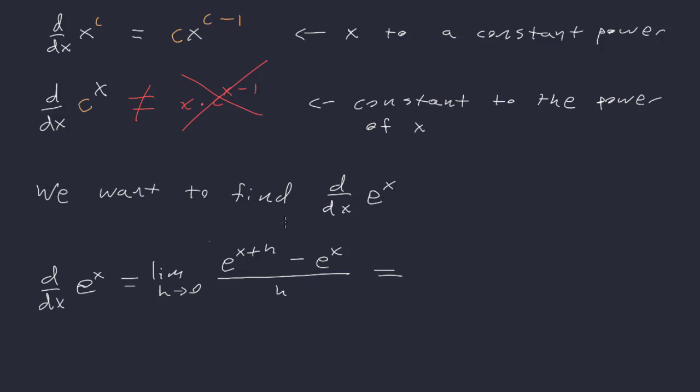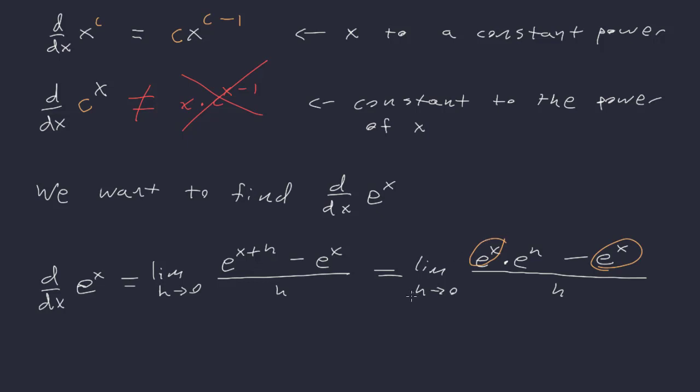Now, it may seem like there's nothing we can actually do here. However, if I rewrite this e to the x plus h as this, right, we could write this as e to the x times e to the h, because when you multiply two things to the same base, different powers, you add those exponents. You can rewrite it in this opposite direction. Now we can actually factor out the e to the x from the top, right?